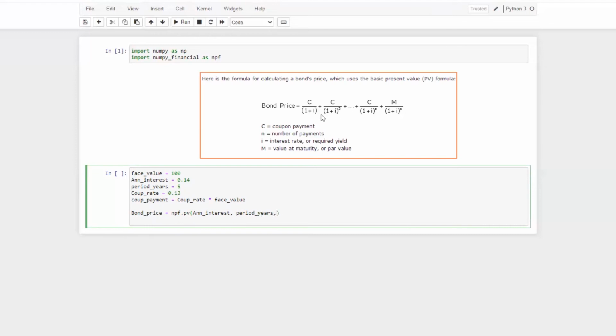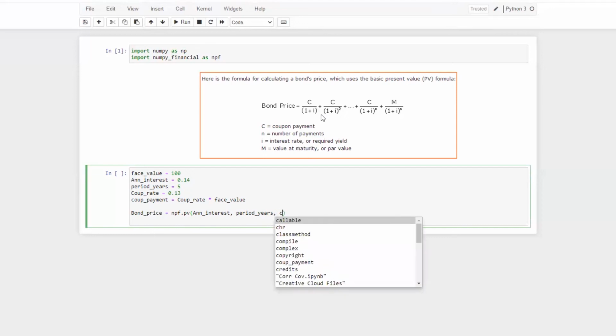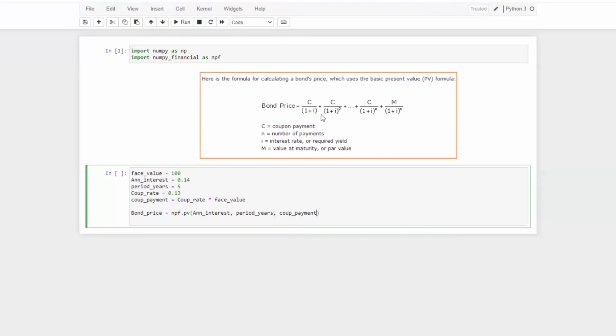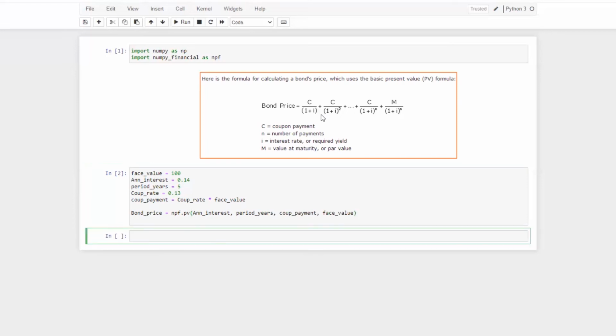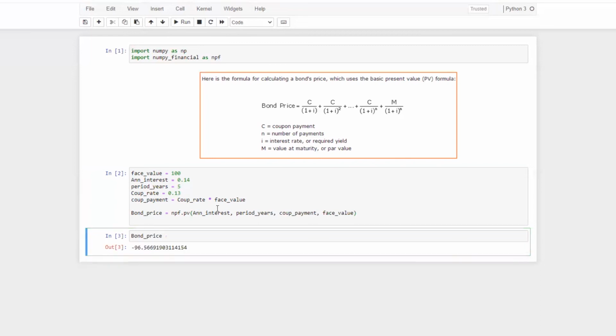All right, and we need coupon payment. And the last thing we need, face value. I'm running it and then I'll show you how it will look. So bond price. Okay, so all we need to do is multiply it with -1 in order to get the correct bond price.